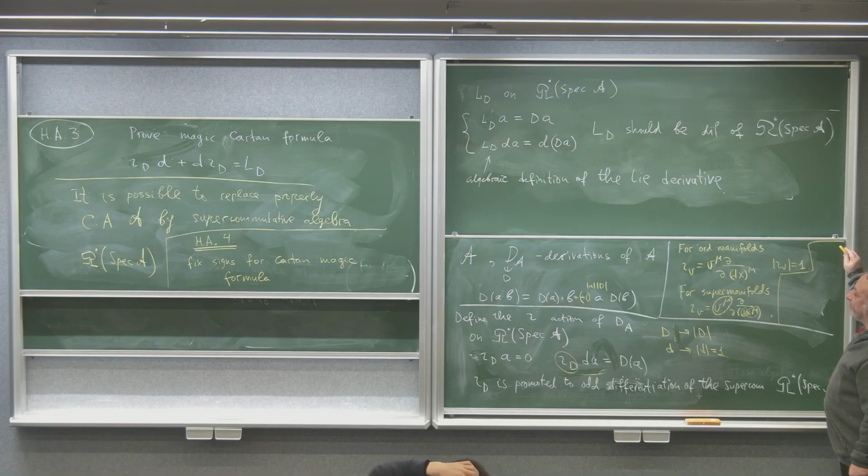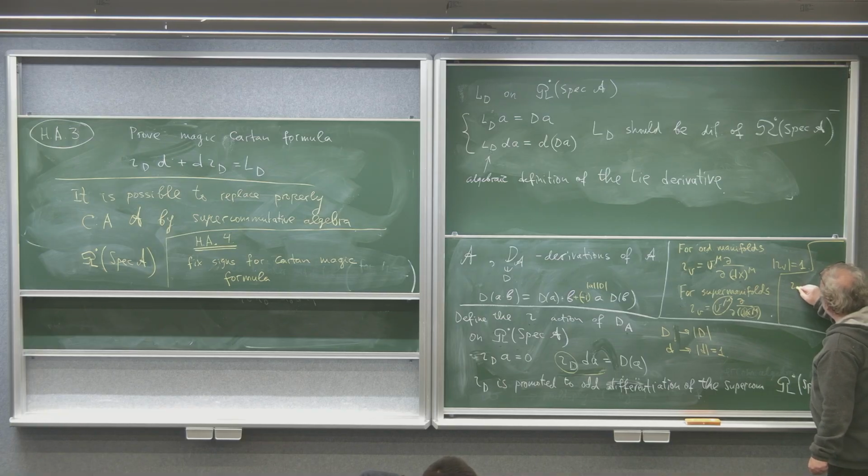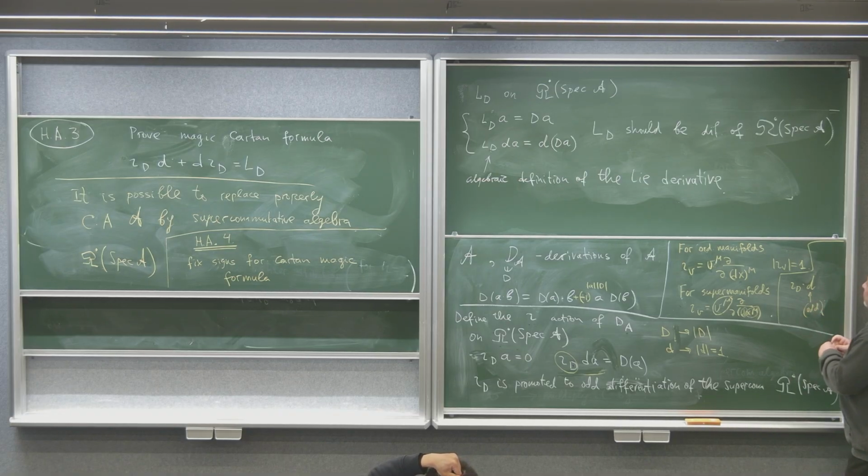In particular, why in the Cartan magic formula do we have a plus sign? Because we have iota_v d and d iota_v, so this is odd. This is odd for ordinary algebra. However, here, in the general case, you need to combine all parities and derive the Cartan magic formula.